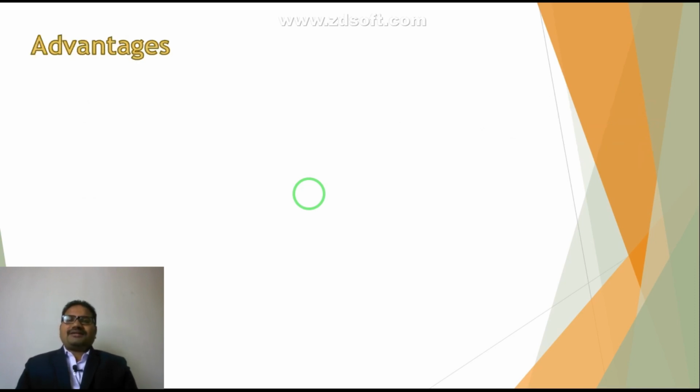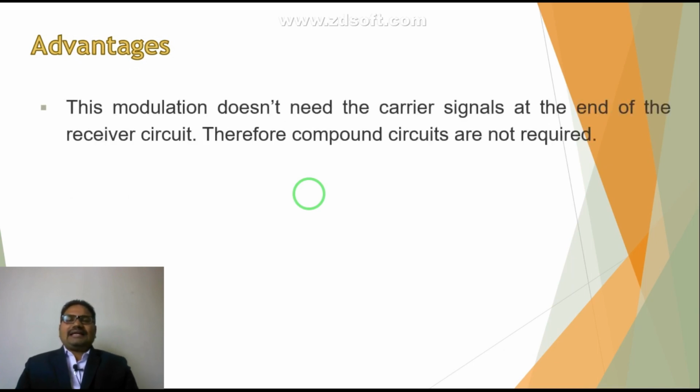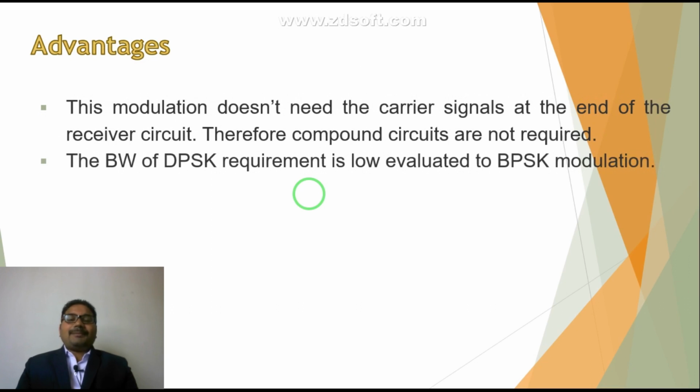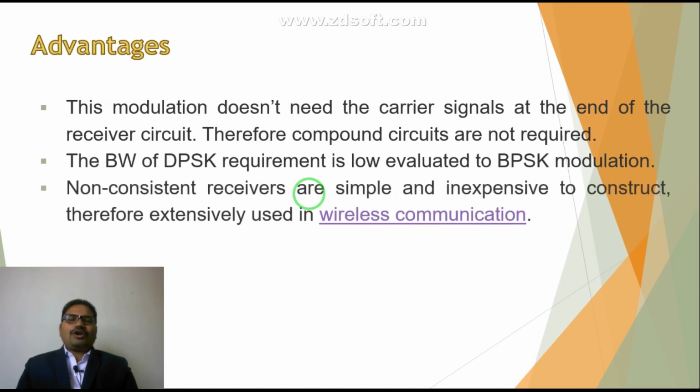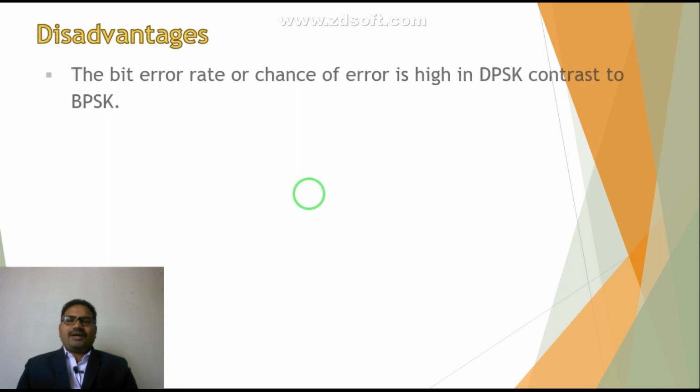Moving towards the end of this lecture, advantages of DPSK. This modulation doesn't need the carrier signal at the receiver circuit. Therefore, complex circuits are not required. The bandwidth requirement of DPSK is low as compared to BPSK modulation, and the non-coherent receivers are simple and inexpensive to construct, and therefore extensively used in wireless communication.